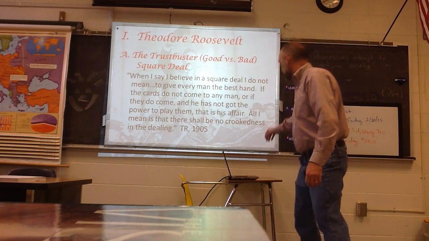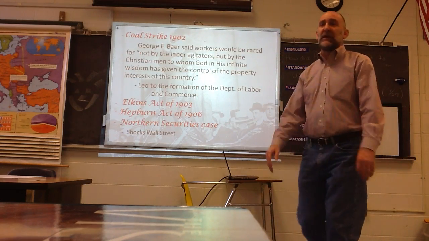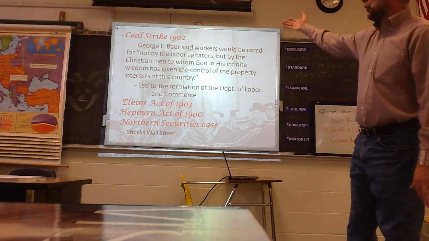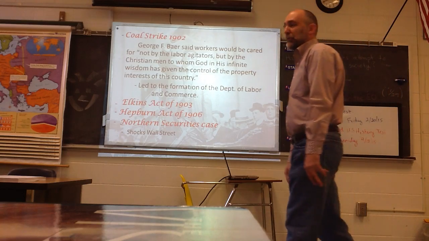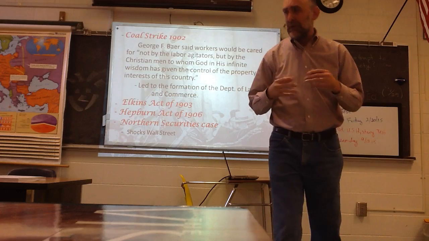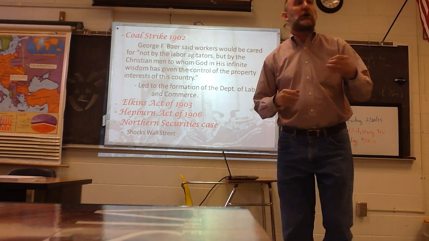So looking at Teddy Roosevelt, one of the first things that comes on the scene as president for him to put this square deal into place is a coal strike in 1902. United Mine Workers went on strike in May of 1902. For 5 months, the mine owners refused to sit down and talk to the coal miners.